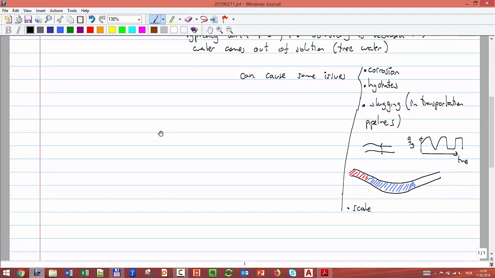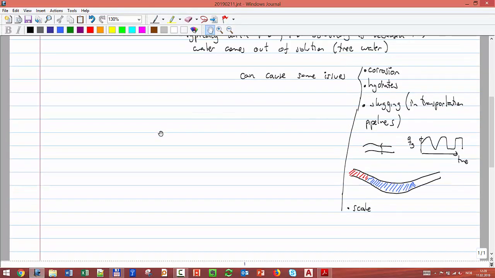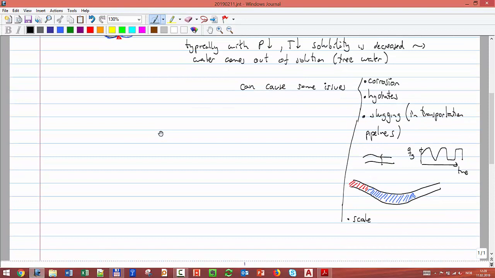Okay, so there are different, that's why just some motivation why, just intuitively what will happen. Water comes out of solution, okay, then can cause a lot of issues that we have to be careful. That's why we want to calculate. So we need a way to estimate the expected free water, okay, and the water content in the gas.